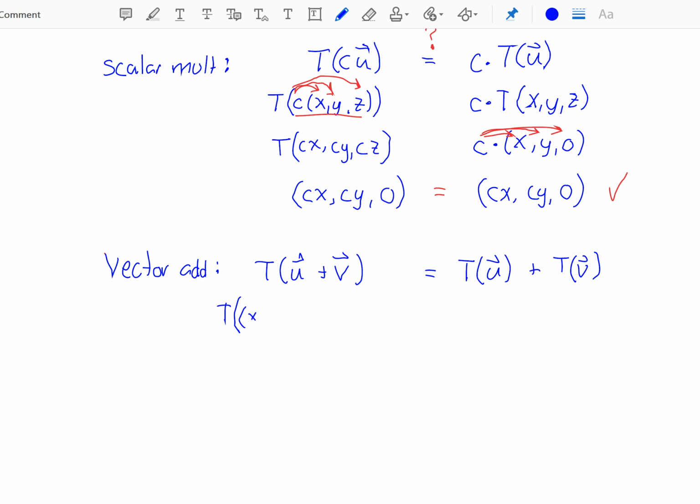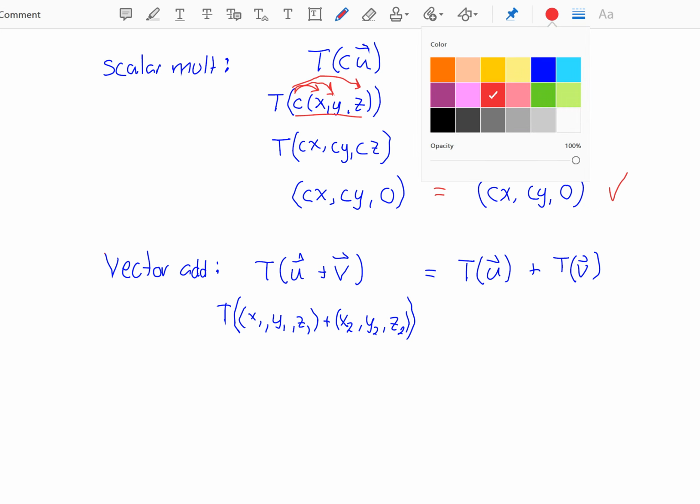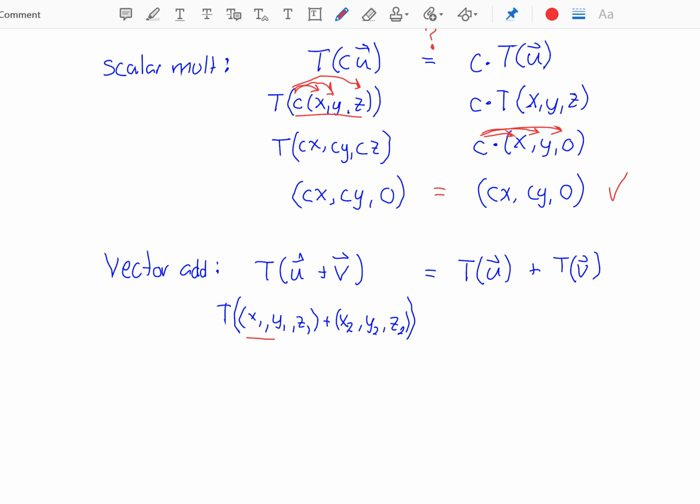So let's let u be x1, y1, z1. And let's let v, our second vector, be x2, y2, z2. So these are different ordered triples. Here, what we would like to do is first find the sum of the two vectors in the parentheses, what we get before we apply our transformation. Recall that the way you add vectors is you add their corresponding components together. So add your x components, add your y components, add your z components.